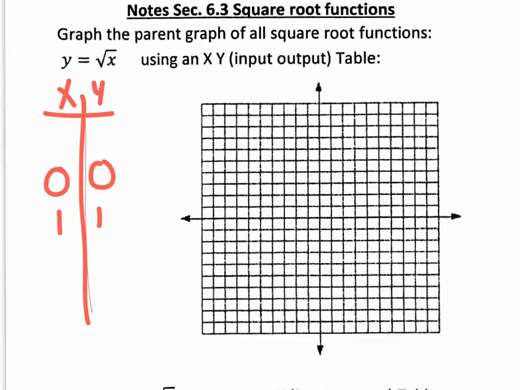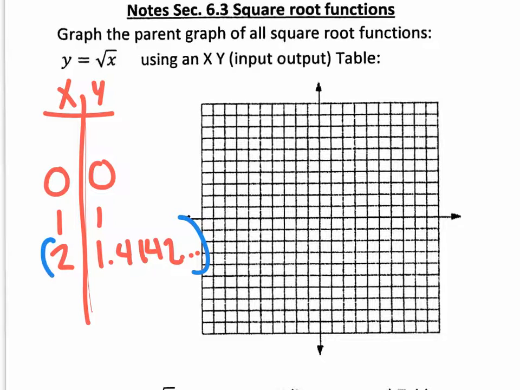What else could we plug in? 2. 2 doesn't work out that great, because when you do the square root of 2 on a calculator, it's 1.4142, and it keeps going, right? So that one's an irrational number. It's ugly, but nevertheless, it's still a coordinate on an XY plane, okay?